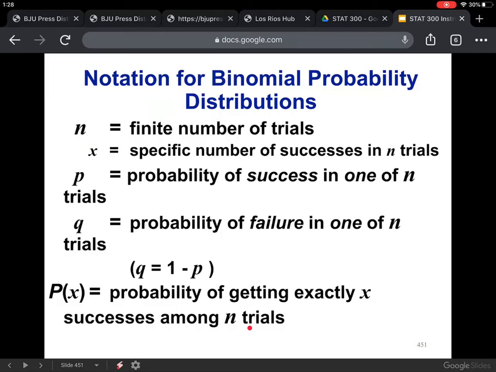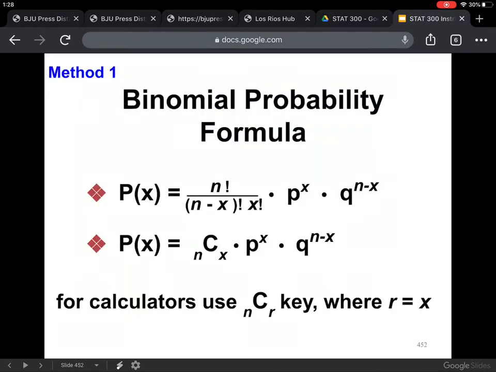The first being the formula, the second being the table, and the third being your calculator. Obviously, you're going to end up using your calculator eventually, but I want to make sure you're aware that there are 3 ways that you can go about answering questions. Here's the first one, method 1, binomial probability formula.